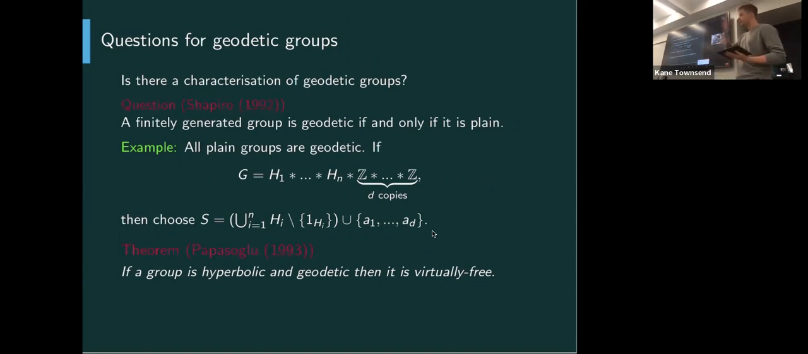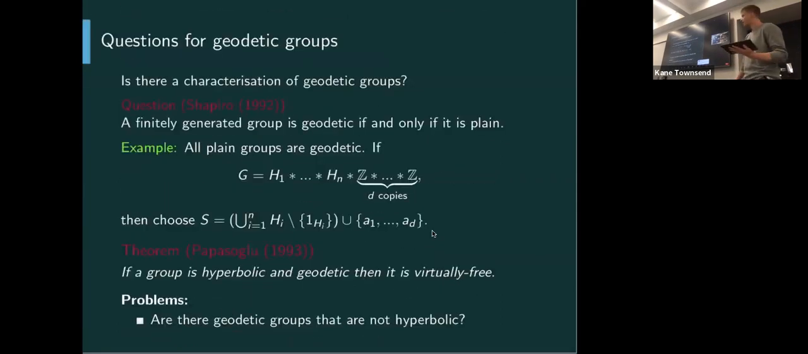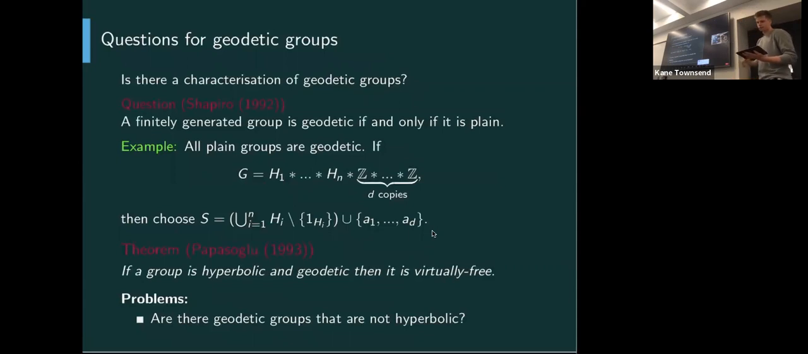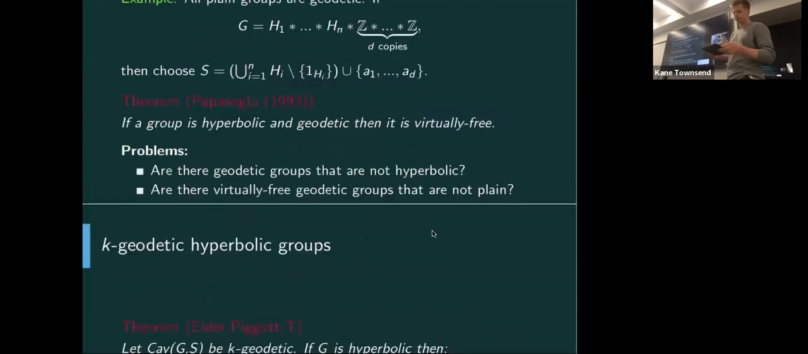So if we get inside that class of hyperbolic groups, then we can get further in and say that they're virtually free. But the problem is, are there geodetic groups that are not hyperbolic? And are there virtually free geodetic groups that are not plane? I'm not going to talk about this too much until maybe the end of my talk. What I'm going to spend the rest of my time doing is generalizing the things that we know about geodetic groups, doing that exactly for k-geodetic groups.